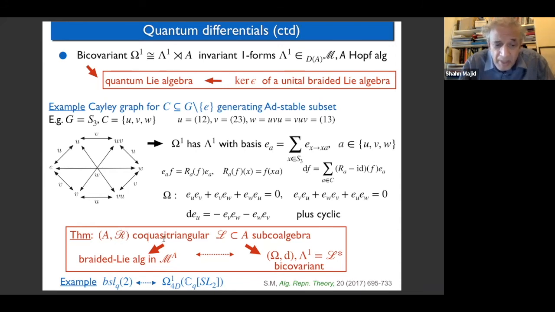So that's all I'm going to say about this. But things like CQ SL2, all the duals of quantum groups, the standard quantum groups, standard group coordinate algebras, at least when you're away from roots of unity, they are all co-quasi-triangular like that. Now, the theorem is that any sub-coalgebra of A gives you, on the one hand, a bicovariant calculus. On the other hand, it gives you a braided Lie algebra. So they're intimately connected. And here it's not just in one direction, it's a two-way construction.